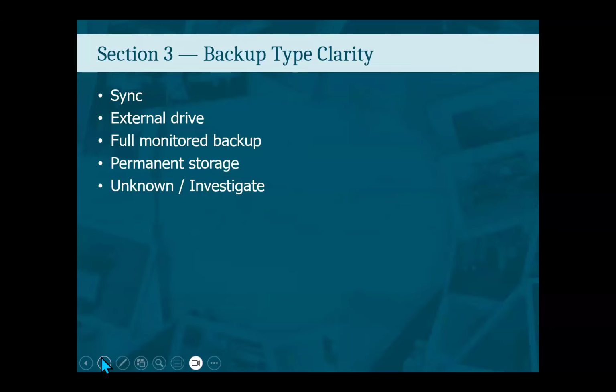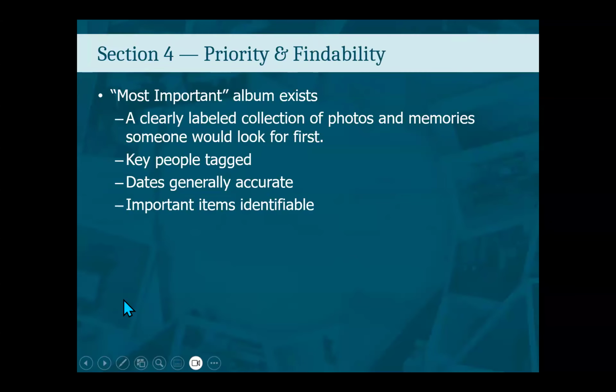So moving into the next section is shifting gears completely, thinking not about our devices, but now about priority and findability in general. I'm switching to our collection of photos and memories, so I'm taking another side step here. Priority and findability: if something were to happen to you, do you have something that's clearly labeled so people would know where to look first? What are the most important things? Do you have something like that?